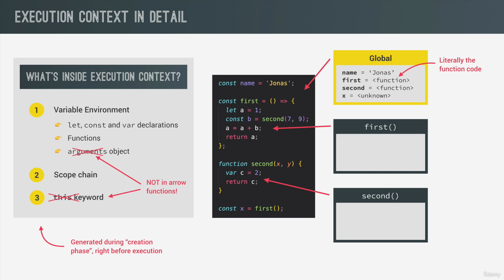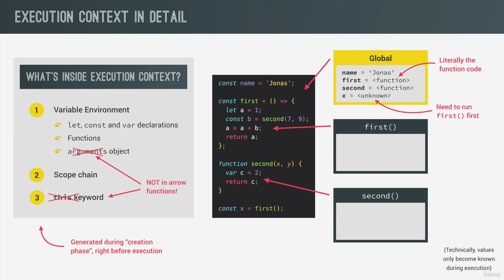Now, the value of x is marked as unknown here because this value is the result of the first function that we didn't run yet. But we will simulate this in the next slide. Now, technically, none of these values actually become known during the creation phase, but only in the execution phase. So this is not 100% accurate here, but it's just to illustrate how these execution contexts work. Okay, so just keep that in mind.